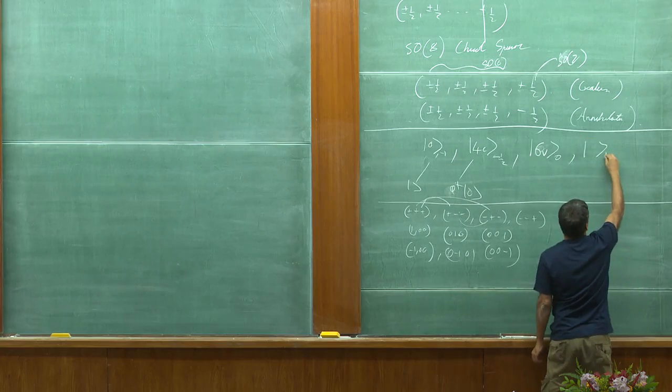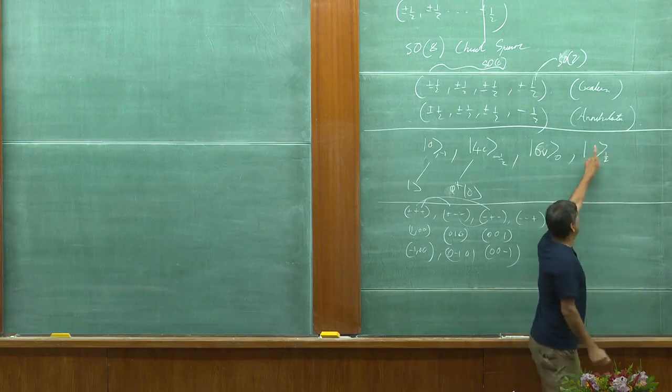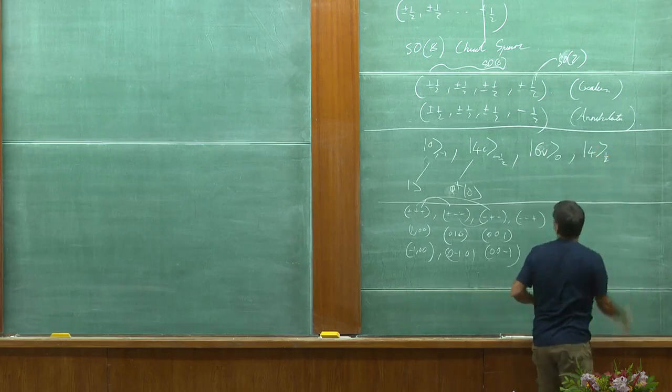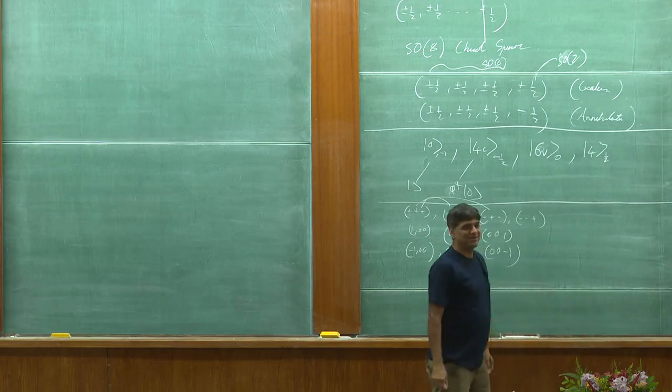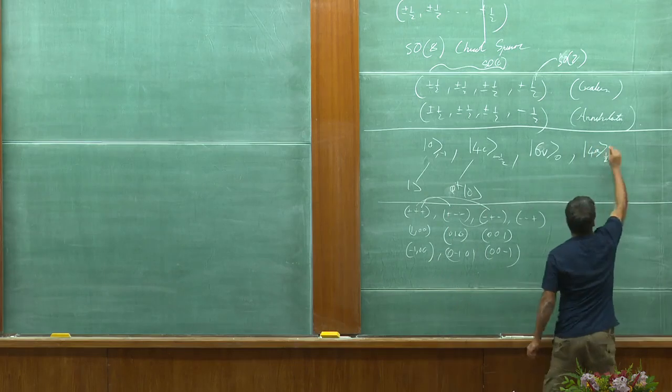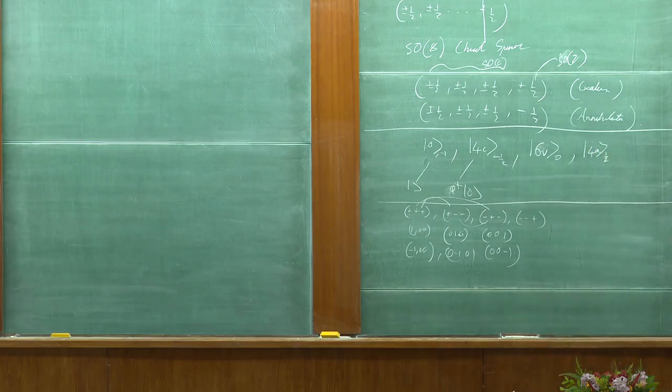Here? Half. What will they represent? There's 4 here. Antichiral. Excellent. Correct. Antichiral. How do you know? You could work it out. But what? The charges will be minus.